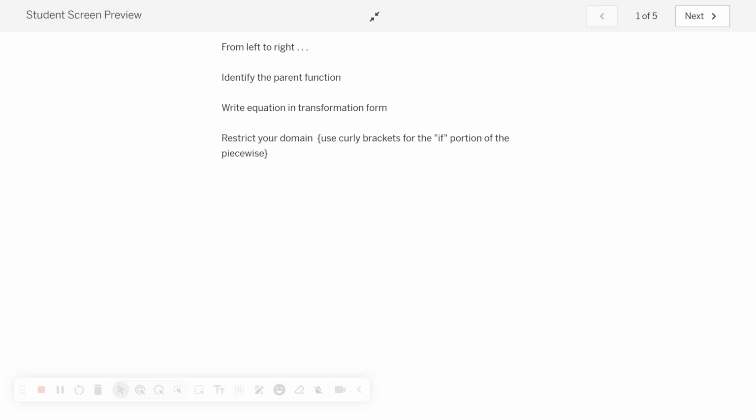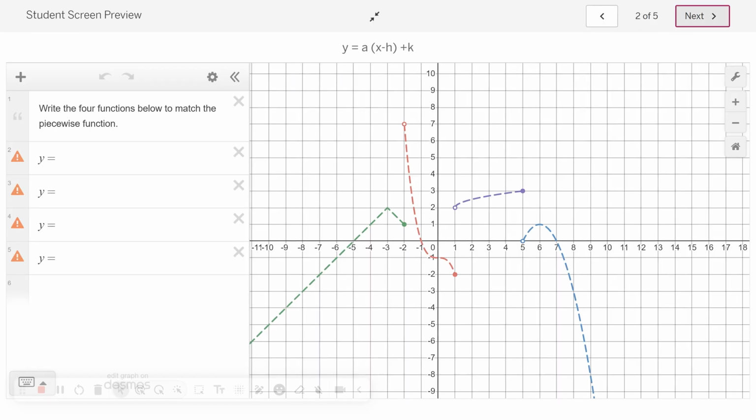So you always start on the left, work left to right. You're going to identify that parent equation, parent function, and then figure out which way it's transformed. The way you do the piecewise on Desmos, like that if part, is you have to use these curly brackets. Okay, and I'll show you where you find them in a moment. So if you look at slide 2 here, you see a whole bunch of graphs. There's like a green one here, then a red one, then a purple, and then a light blue one. So you have to try and create that whole thing because that's a piecewise.